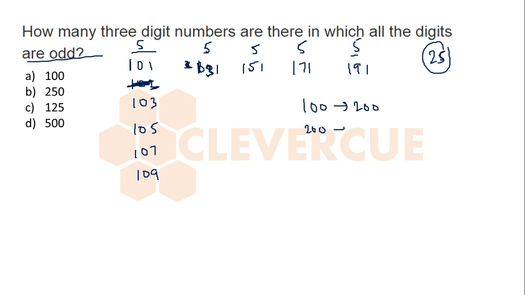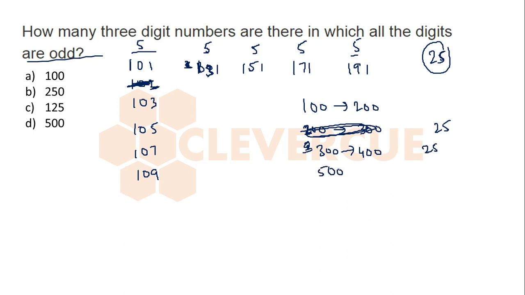Again from 200 to 300 also. If the number is starting with 200 to 300, you will not be having any number which will be satisfying the condition, because the first number will be 2. So again you will be having the next odd digit, that is after 199 will be 301. So from 300 to 400 you will be having 25 digits.